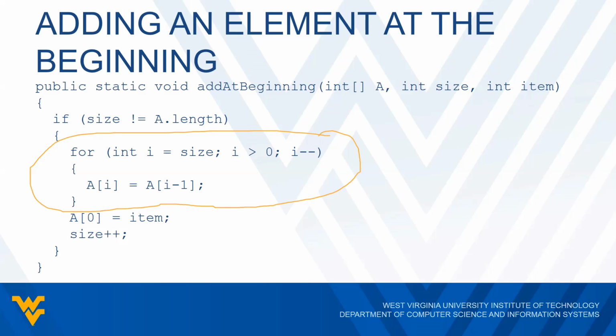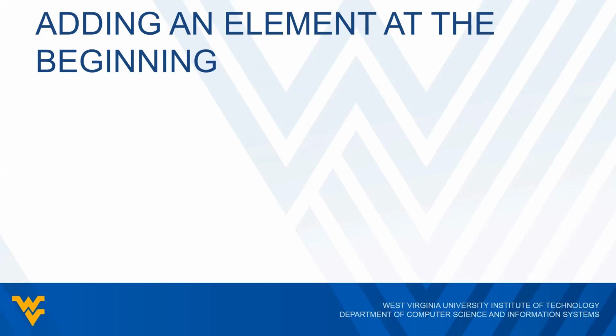And then the next line, this a[0] equals item right here, is the actual insertion. So now we're going to add the item to the beginning because there is a spot in a[0]. And then, of course, we need to increment the value of our size variable because we have added something to the array. So how much time does this actually take?